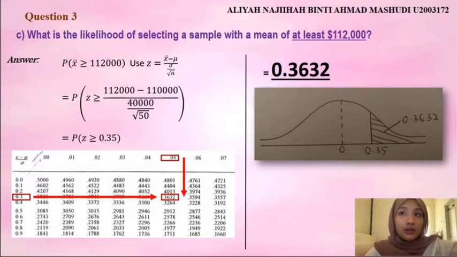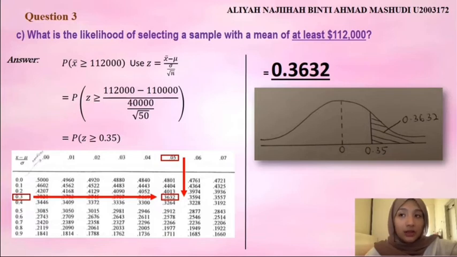P(x̄ ≥ 112,000). By using the Z formula, which is sample mean minus mean over standard deviation over square root of sample size, we can substitute all the values from the question into the formula: 112,000 sample mean minus 110,000 mean over 40,000 standard deviation over square root 50 sample size. We can calculate the answer using calculator and then we get P(Z ≥ 0.35).